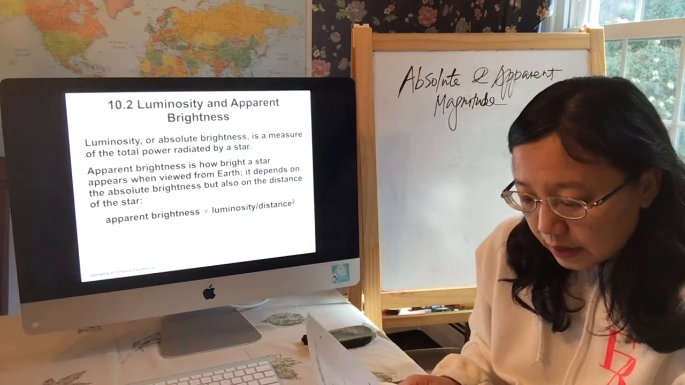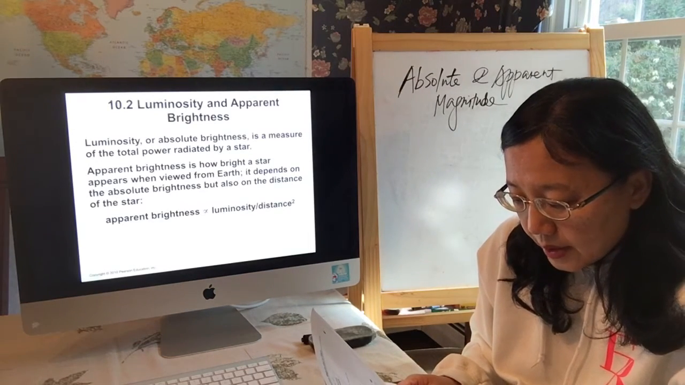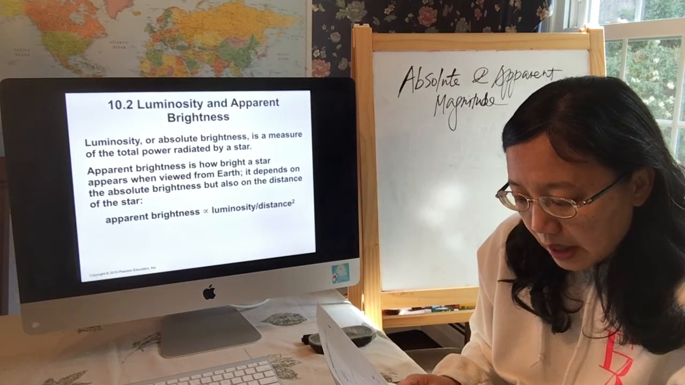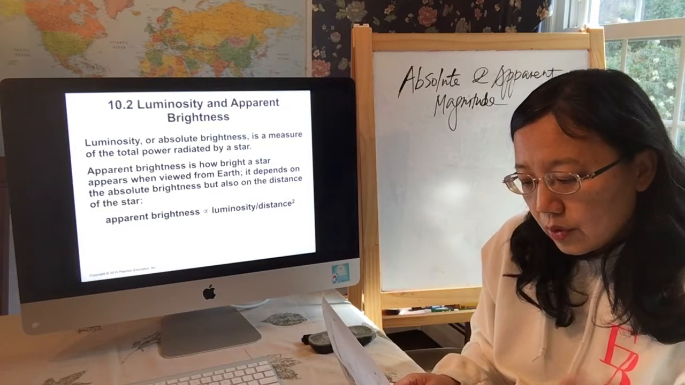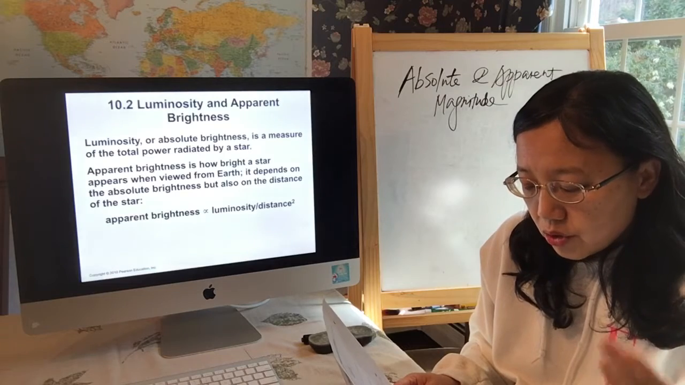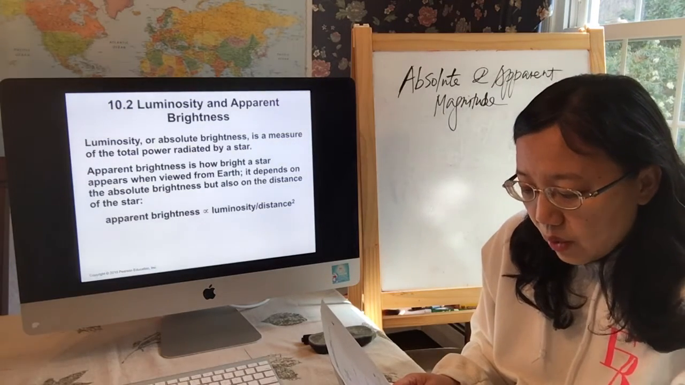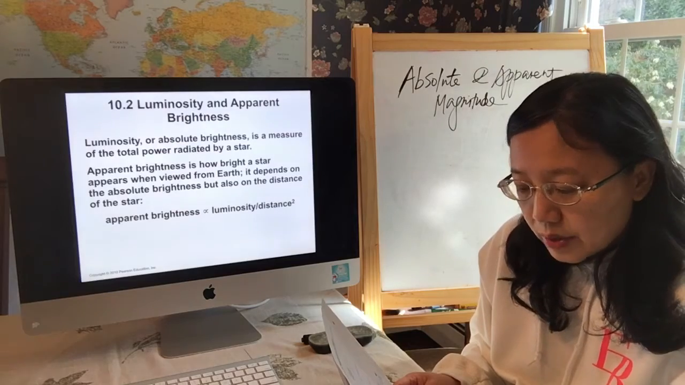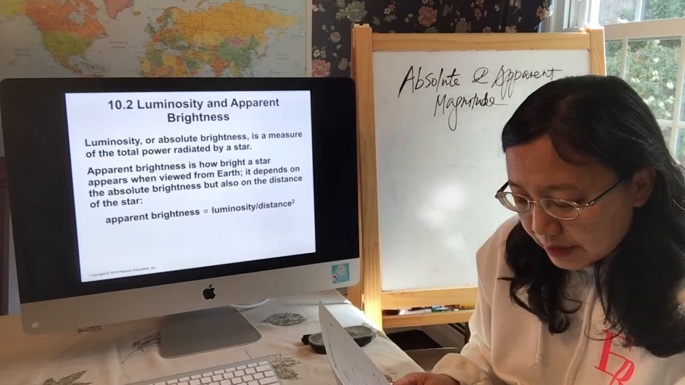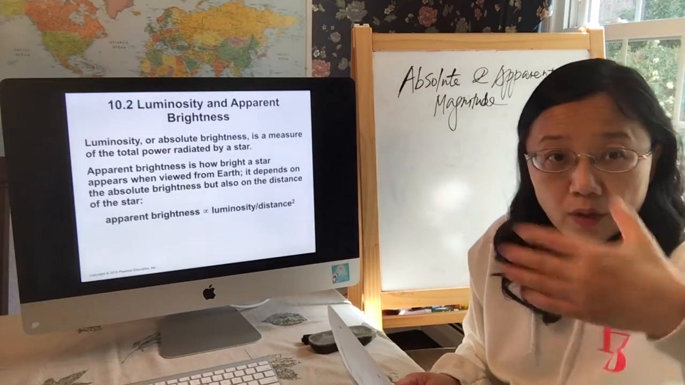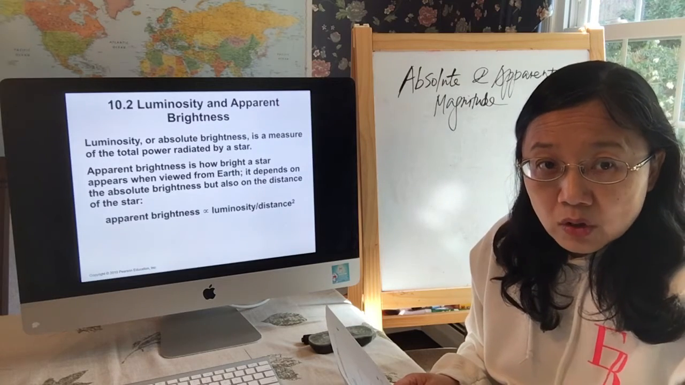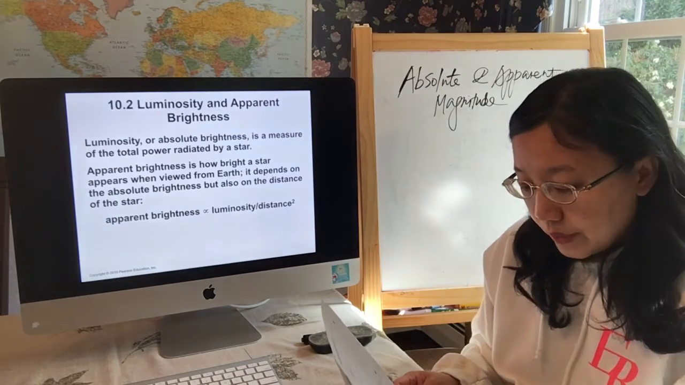Okay, D: would the apparent magnitude of star A increase, decrease, or stay the same if it were located at a distance of 40 parsecs? Star A, we know, is located at 10 parsecs. But if we move it to 40 parsecs, the absolute magnitude is not going to change. It's always the same. But the apparent magnitude, if you move further away, is going to appear dimmer. When it's dimmer, the number is bigger, so the apparent magnitude has to be bigger.